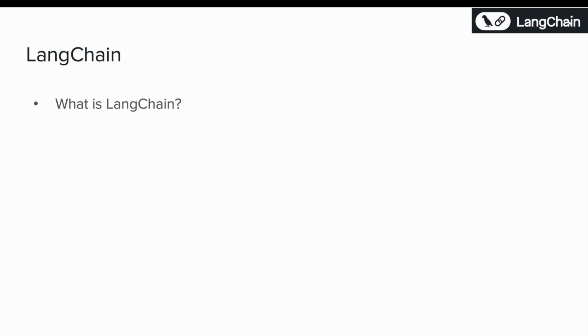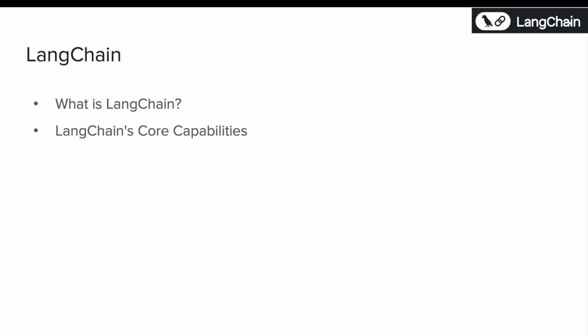LangChain is a powerful framework specifically designed to help developers build applications using language models. Now, language models are AI tools capable of understanding, generating, and responding to human language. LangChain simplifies the process of integrating language models into your applications. Whether you're working on chatbots, question answering systems, summarization tools, or even advanced recommendation systems, LangChain provides the tools and components to make it easier.